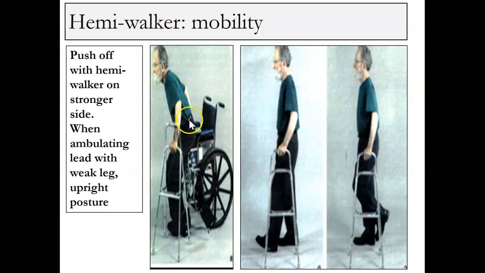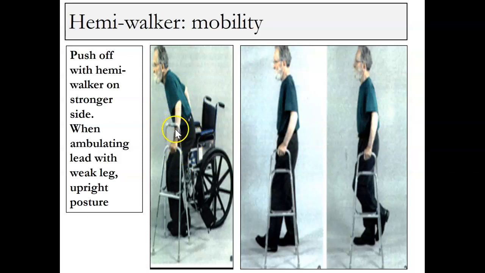You could try him pushing up. So his strong side is his right side. I'm sorry, push off with the hemi walker on the stronger side. So the hemi walker is on his strong side, and he's pushing up on his weak side. So he's kind of pushing up with one arm and then standing. In my experience, this is kind of tricky to do.